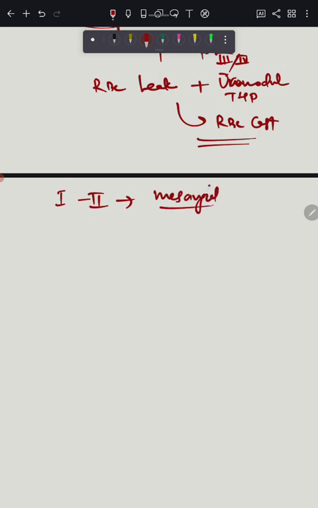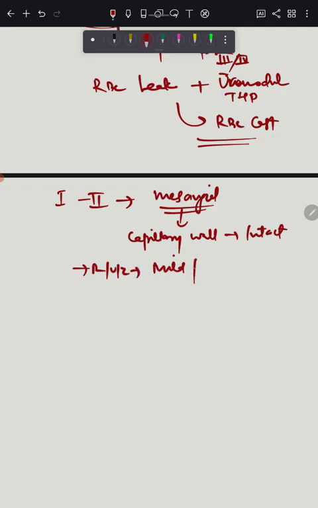So lesions are only mesangial. In this case, the capillary wall is intact. So there is no major RBC leakage into tubules, no RBC casts, only mild proteinuria or hematuria you will see. When you do a routine urine examination, you will see only mild proteinuria or hematuria, because there is no capillary wall involvement. The capillary wall is intact here.